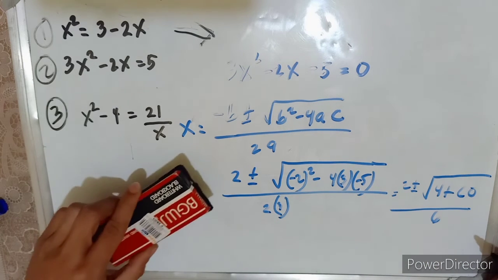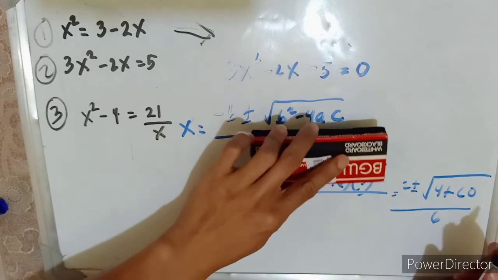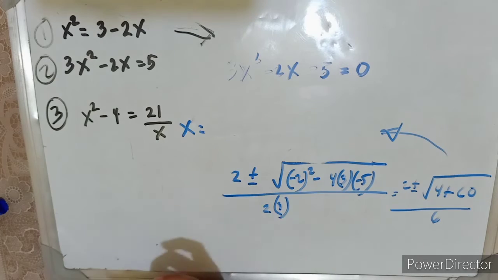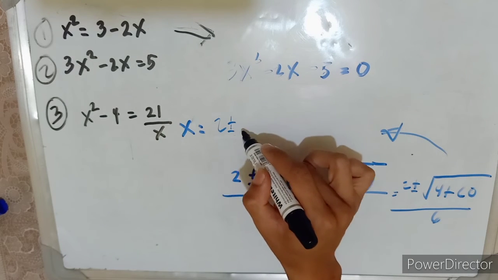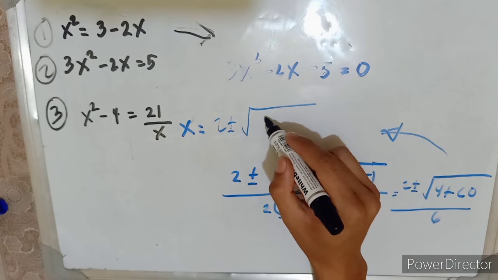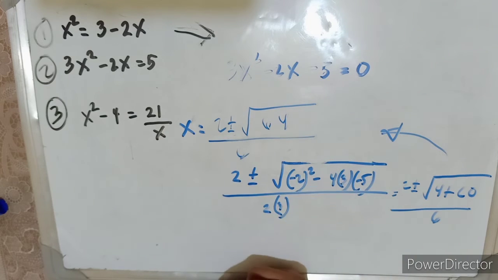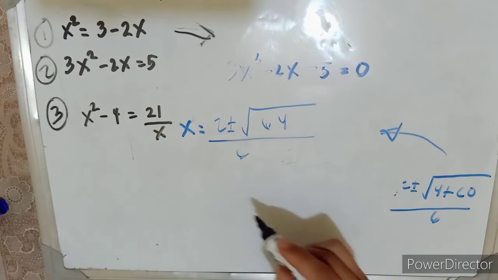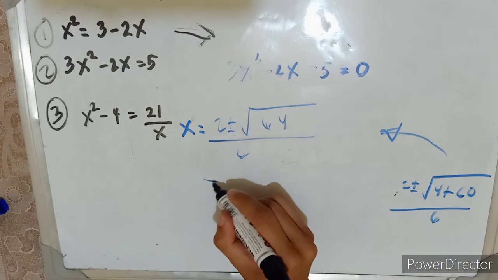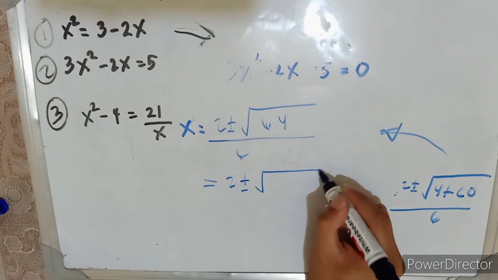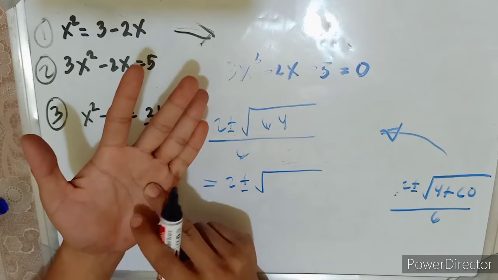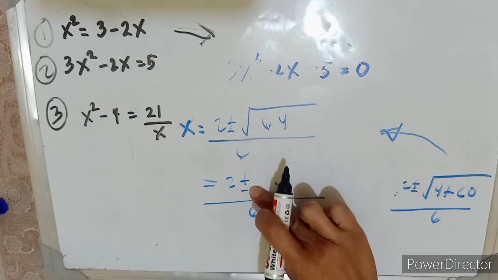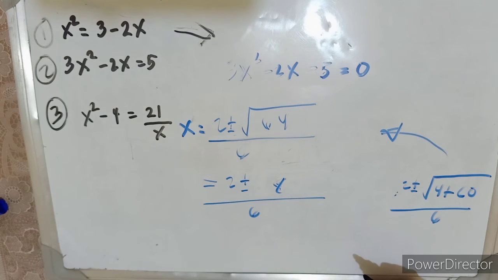Okay? So, tanggalin ko muna ito guys. Okay, so, punta tayo dito guys. Okay. So, x is equal to 2 plus minus. Okay, so, alam mo, 60 plus 4, 64. Divided by 6. Okay. Ayan guys. So, 2 plus minus. So, take the square root of 64. So, that is 8. Divided by 6. Okay, that is 8 all over 6.